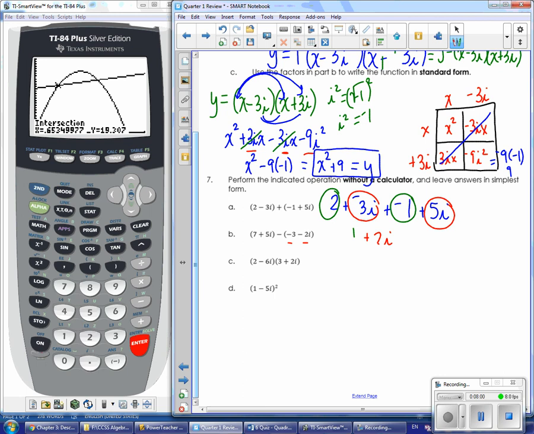So one of the things that I usually do is I change my subtraction to a positive, and then I change, sorry, my board is not calibrated anymore.